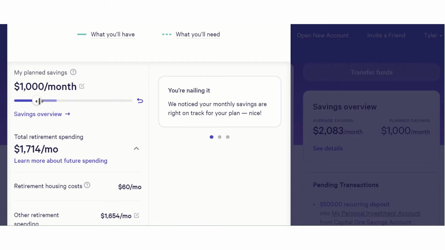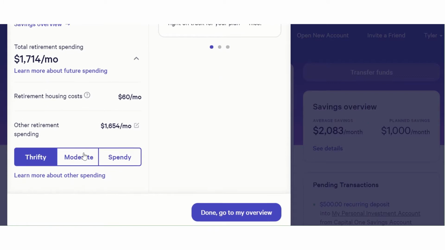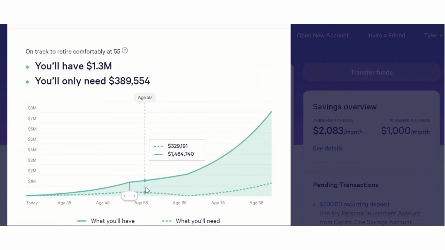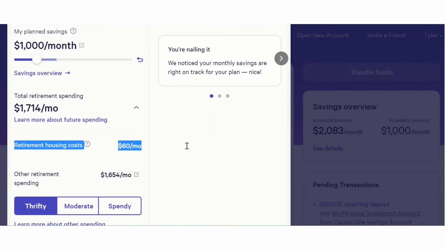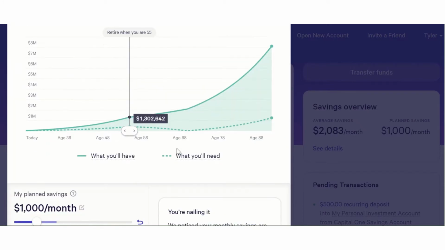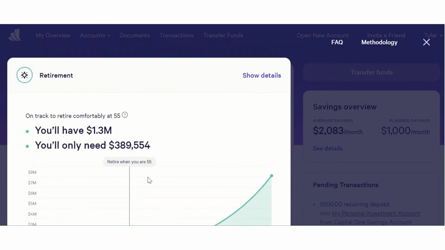So this is actually $1,000 a month. And if you are spending $1,700 a month in retirement, then according to this, the amount of principal will slow down because you're actually spending your money, but you still will have plenty if that's what your monthly spending is. Of course, this is based on some rosy projections. So if you adjust this, you can see more accurately what you're likely to need when you're in retirement.